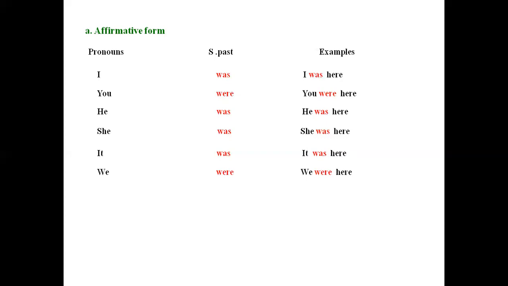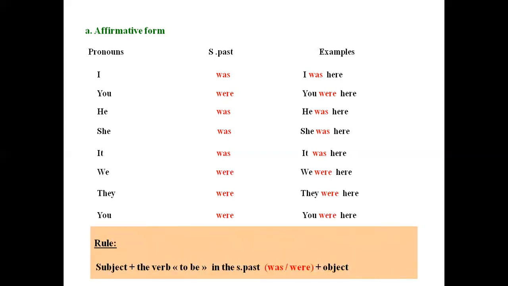In the plural form, with we, it's were, we were here. With they, example, they were here. With you, you were here. So here the rule is similar to the first situation, which is the subject plus the verb to be in the simple past plus the object or the rest of the sentence.